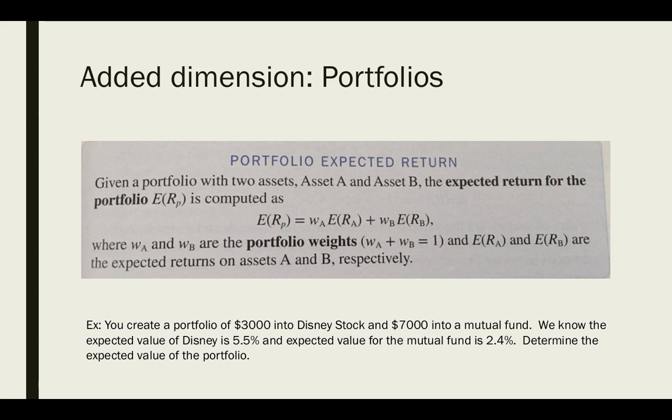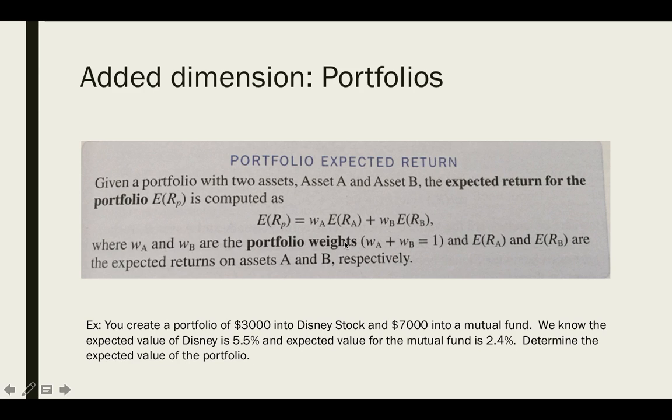So if I want to have the expected return of two given assets, let's say asset A, in this case, was our Disney stock, and asset B would be our mutual fund. The expected return for that entire portfolio is this equation here, where we look at each of the expected values separately, and we multiply them times their weight. So if a certain weight of a portfolio is greater, we want to put more emphasis on that stock.